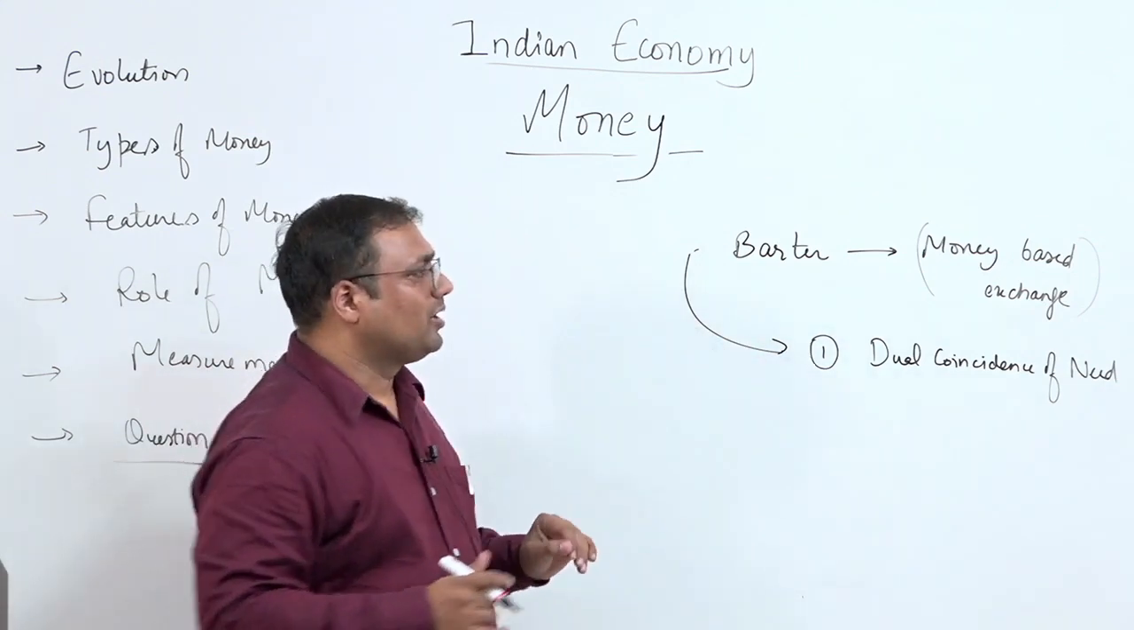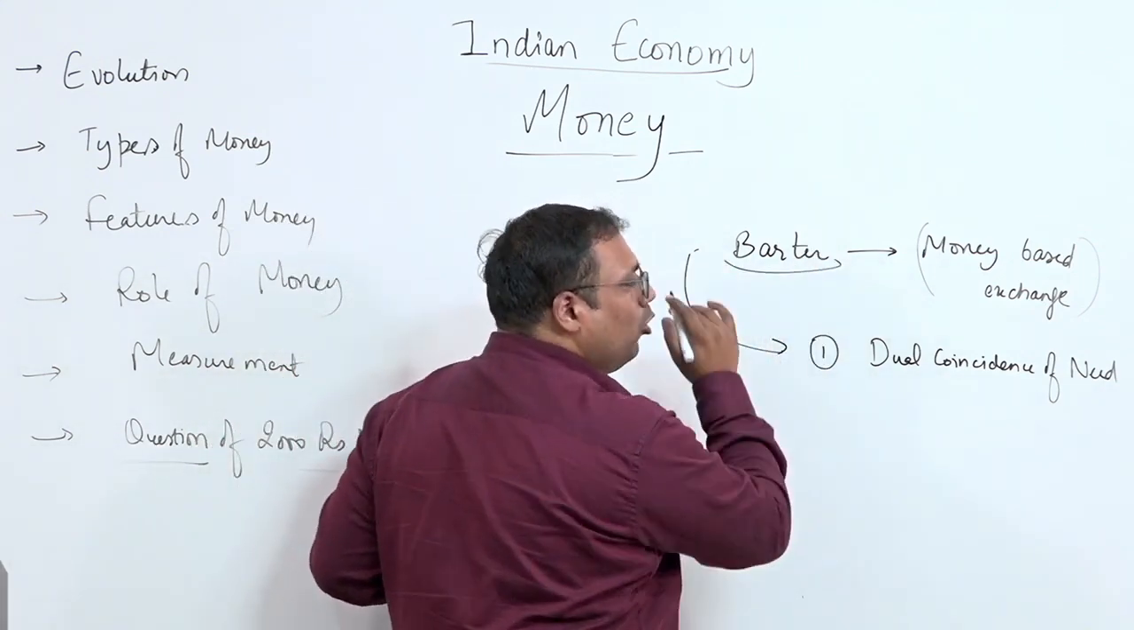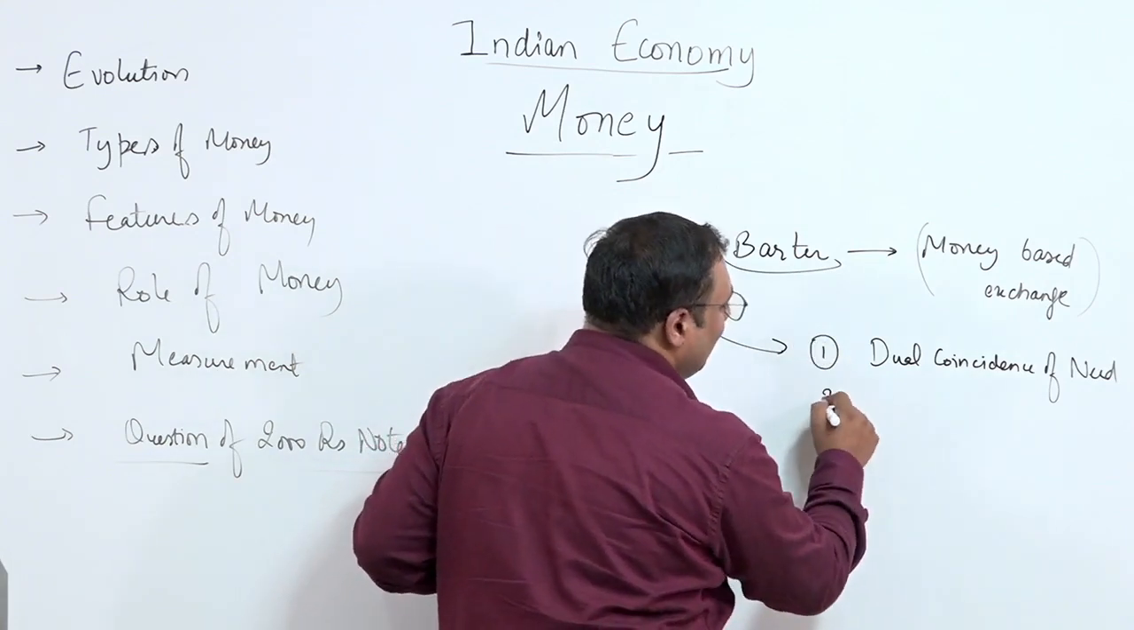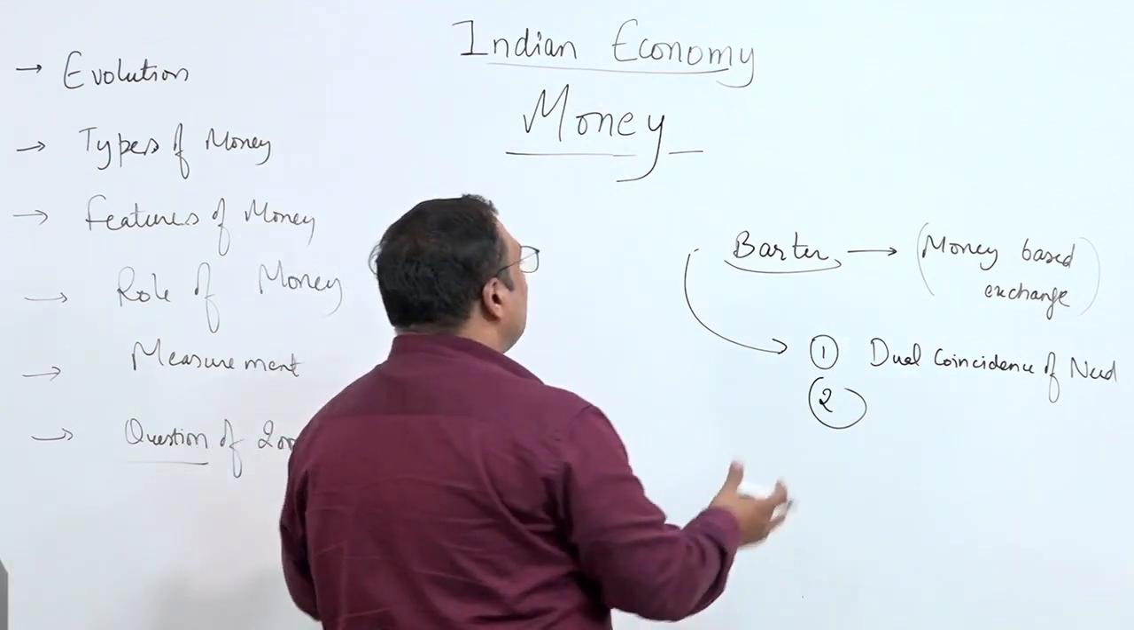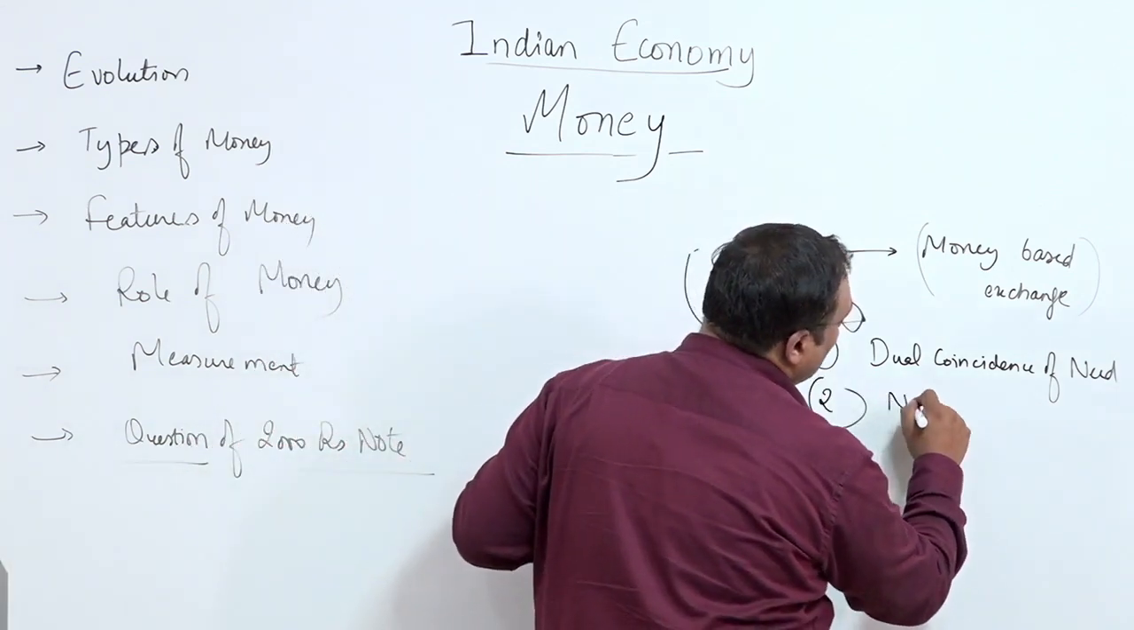Let us move forward quickly. Over barter, how is money an improvement? First is dual coincidence of need, which is eliminated by money. Then barter has another problem, the need to carry the product.